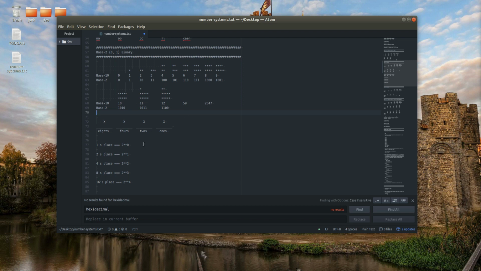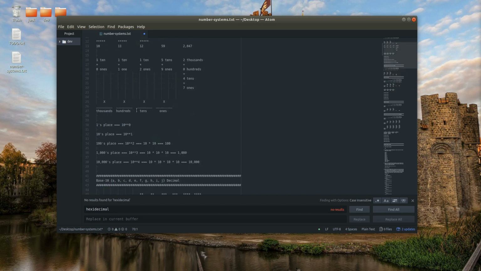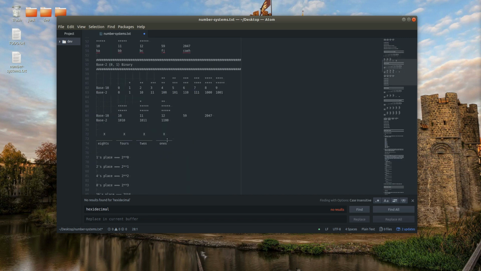So what we see here, it's the same situation as the tens place. You have ones, tens, or the decimal system. You have ones, tens, hundreds, and thousands. This corresponds, this is 10 to the 0, 10 to the first, 10 to the second, 10 to the third. Same for binary, except it's 2 to the 0, 2 to the first, 2 to the second, and 2 to the third. 2 to the 0 is 1, 2 to the first is 2, 2 to the second is 4, and 2 to the third is 8.